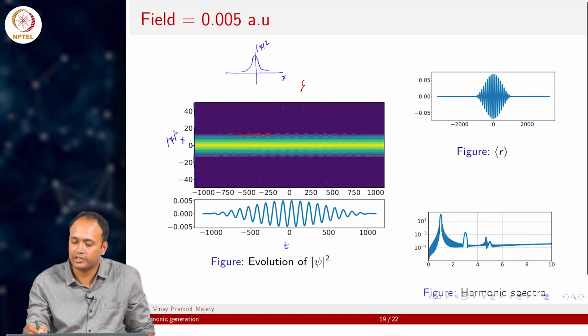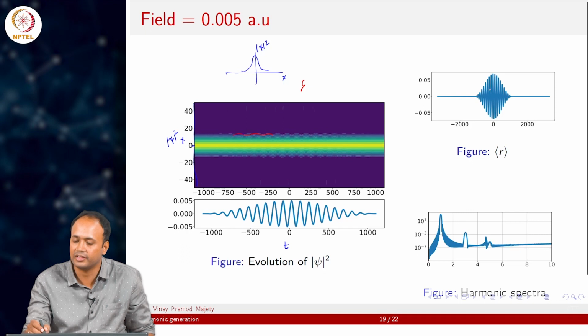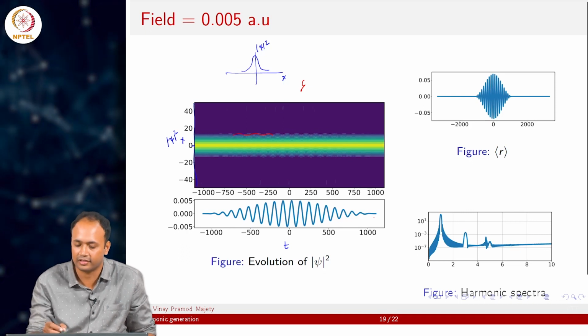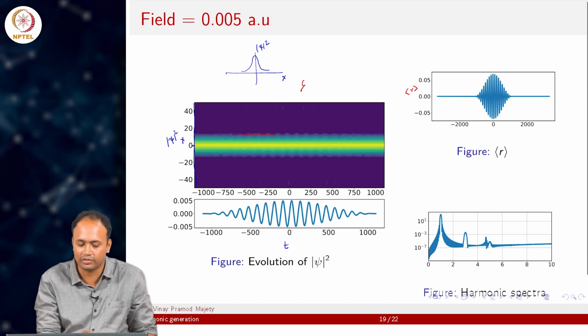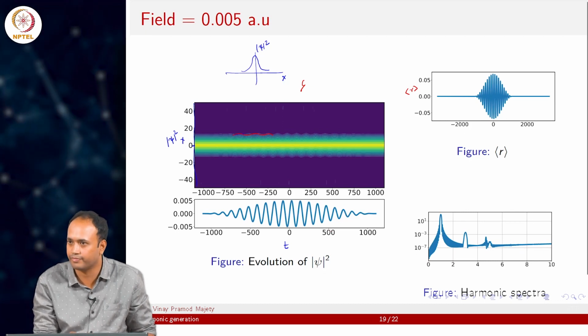Now, if you compute the expectation value of R, you see that it also oscillates. Right, this is the expectation value of R. It also oscillates, and it follows essentially the oscillation of the field.